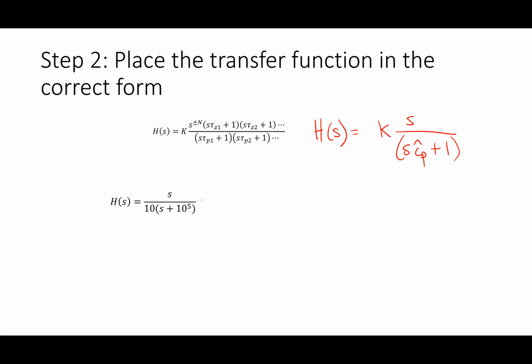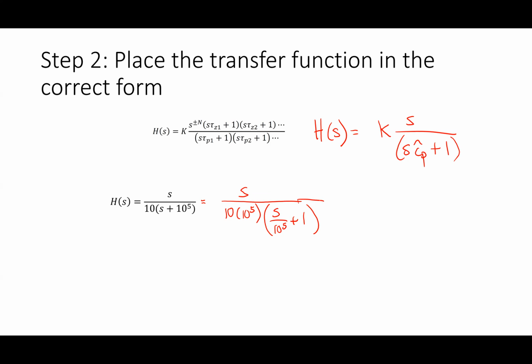1/10. What's causing the problem here? The 10 to the 5th, right? He's not quite in the right form. So I need to factor a 10 to the 5th out, don't I? So I have S over 10 times 10 to the 5th, right? Times S over 10 to the 5th plus 1. Like that. Now that guy's in the right form.